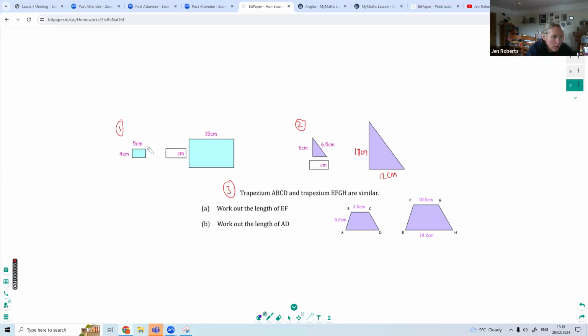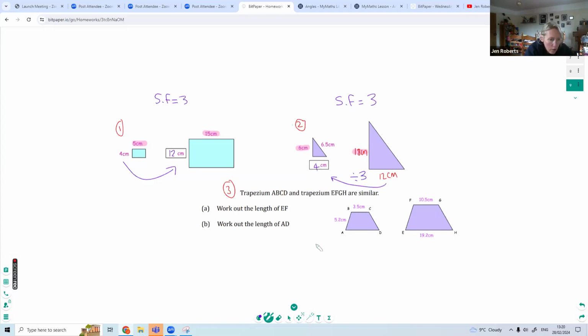Okay, so for this first one, our scale factor from these lengths, 15 divided by 5 is 3. So our scale factor is 3. Going from the smaller to the bigger, times by 3, 12 centimeters. So let's look at this second one here. Let's get our scale factor from that information. 18 divided by 6 is 3 again, so our scale factor is 3. This time we're going from the bigger to the smaller, so we're dividing by 3. 12 divided by 3 is 4.